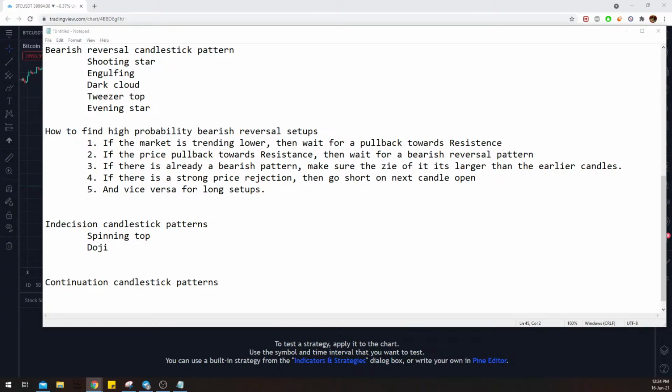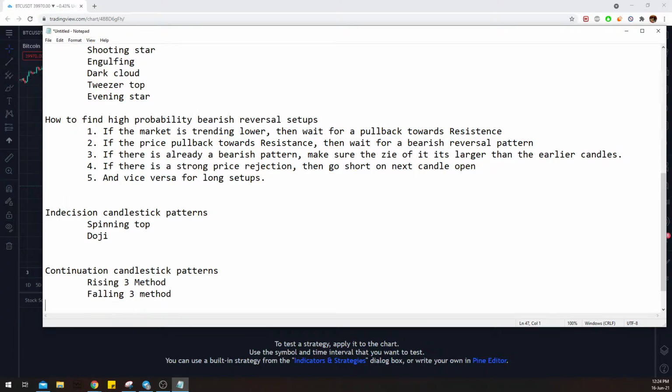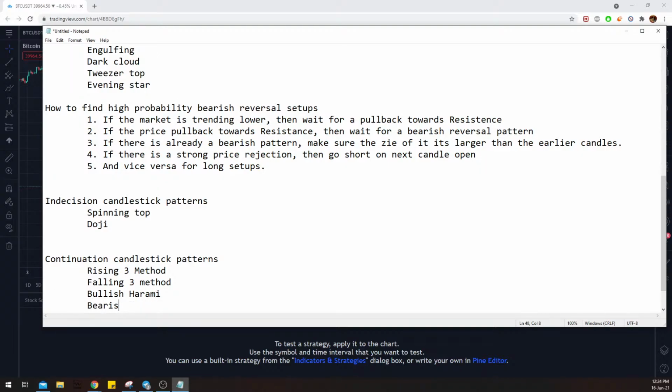So yeah, in these ones we are going to have 4 patterns. We are going to have the rising 3 method, the falling 3 method, bullish harami, and bearish harami. Of course you have much more than these ones, but for now I'm going to focus on these ones, and you are going to see it. So let's get on with it.